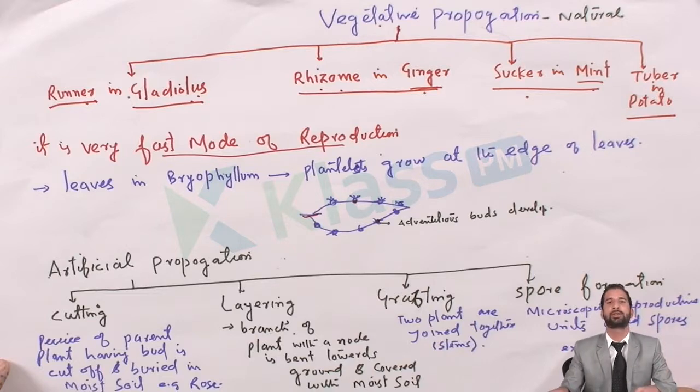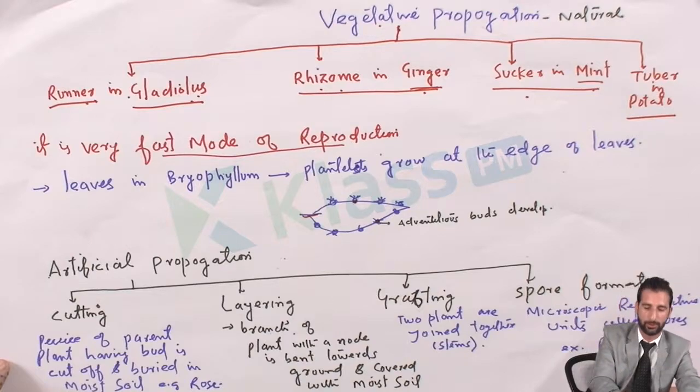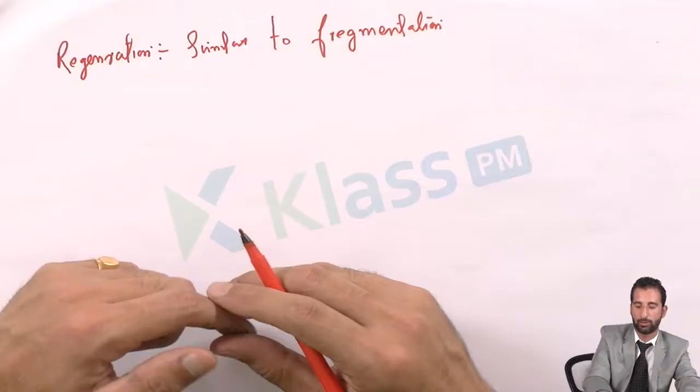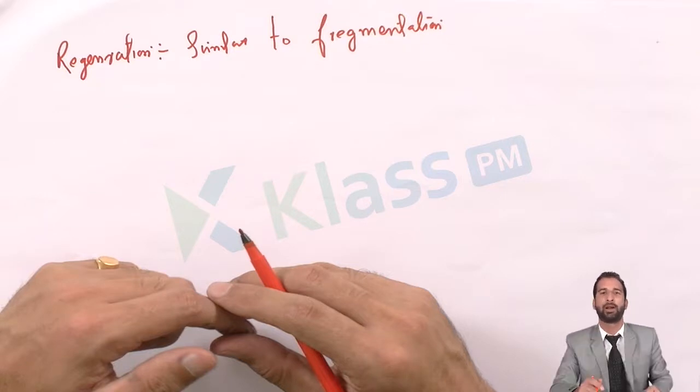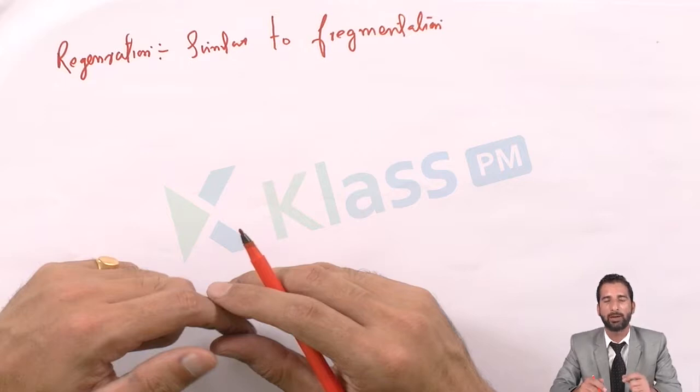Regeneration is similar to, but not identical to, fragmentation. It means that when a part of the plant body has been cut down, that part grows later on. It develops the ability to grow into a complete plant, such as you have seen regeneration in the hydra.